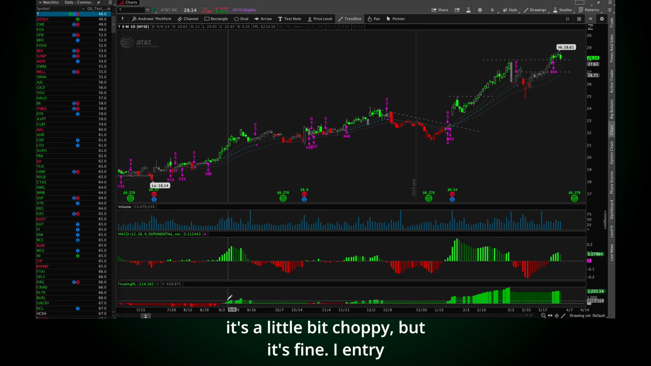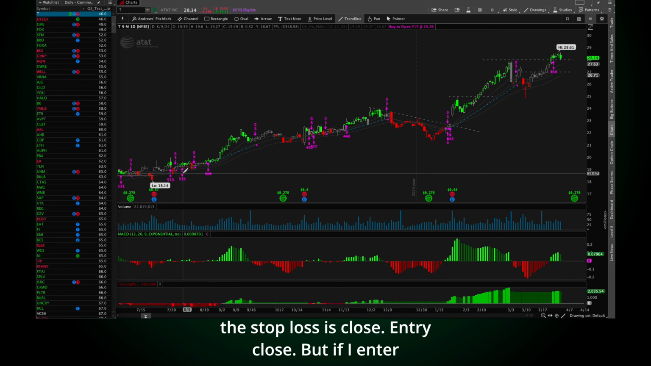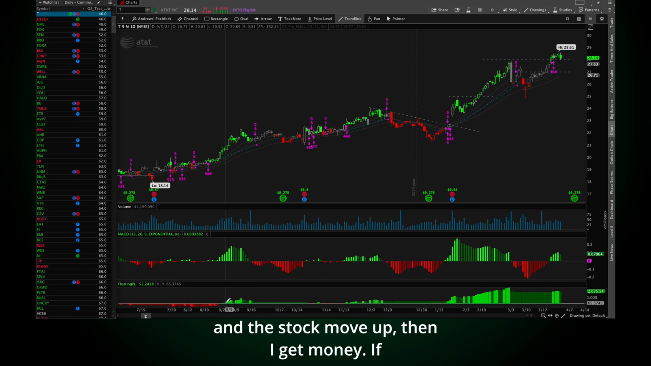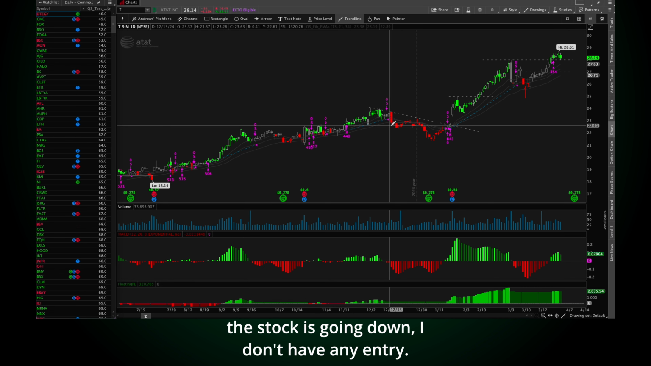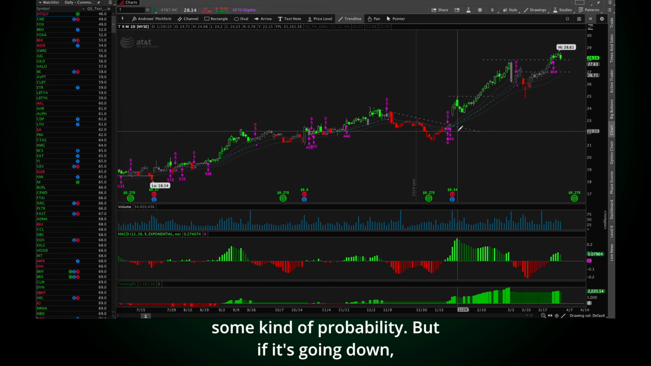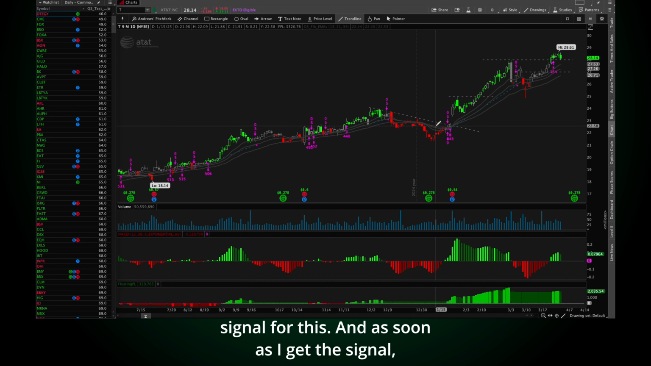it's a little bit choppy, but it's fine. I enter, the stop loss is hit, enter, close. But if I enter and the stock moves up, then I get money. If the stock is going down, I don't have any entry. Super important. I'm going to trade what has some kind of probability. But if it's going down, I'm going to avoid that. I don't even get the signal for this.